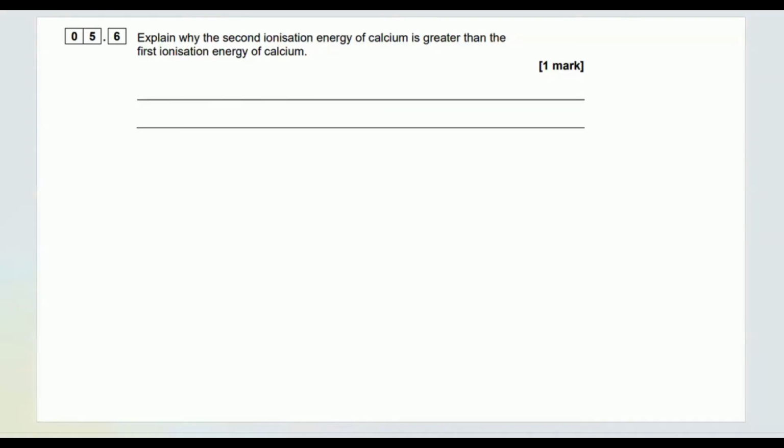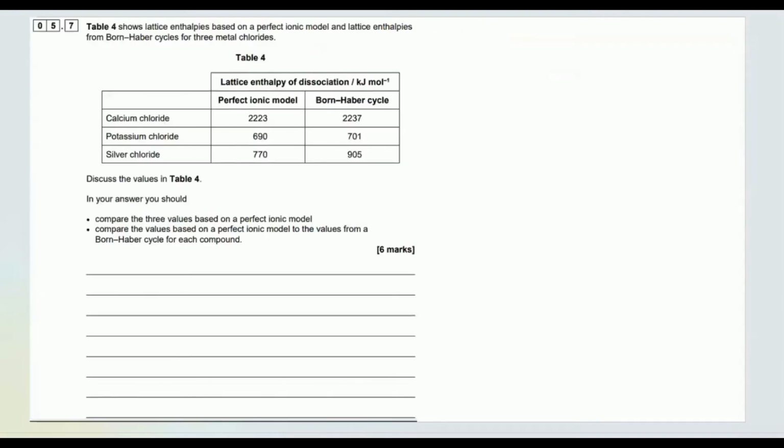Right, let's move on. We're nearly done with this question. So we've just got a disgusting 6-mark question, which I don't have a lot of space to fit in, but let's go for it. Table 4 shows the lattice enthalpy on a perfect ionic model and lattice enthalpies from the Born-Haber cycles for 3 metal chlorides. So we've got calcium chloride, potassium chloride, silver chloride here on the left-hand side of the table. We then have their enthalpy of dissociation when you look at the perfect ionic model. Okay, so when you assume that they are spheres, that is what the perfect ionic model is. It assumes that they are complete spheres.